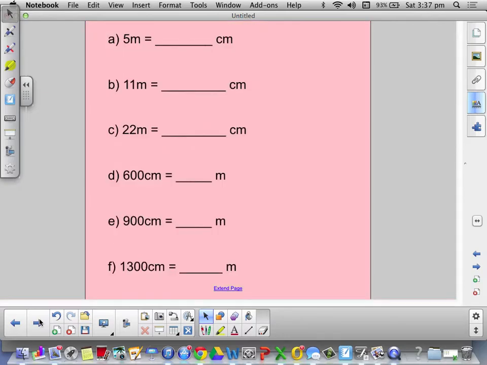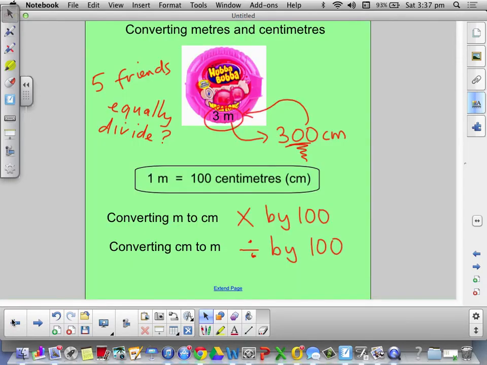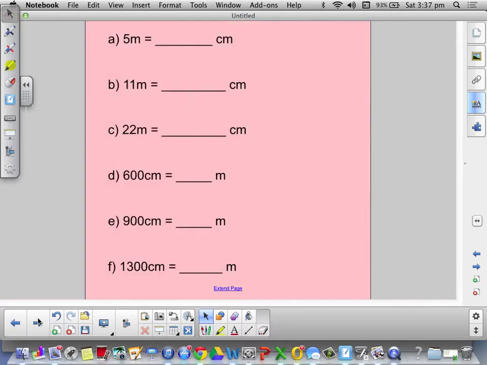Okay, let's do the first one together. 5 metres equals how many centimetres? Let's just remind ourselves again, go back here. So we're going from metres to centimetres. So we want to multiply by 100, because there are 100 centimetres in a metre. Okay, so 5 multiplied by 100 is 500. Add the 2 zeros there when you multiply a number by 100. Okay, I want you to pause me now. I want you to have a go at part B and part C in your maths book. Pause me now and see how you go on those.